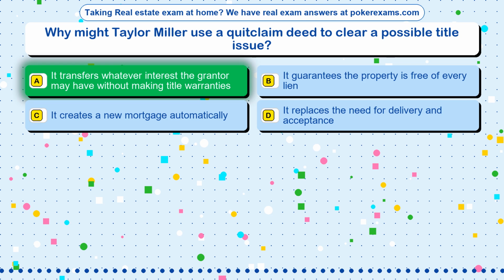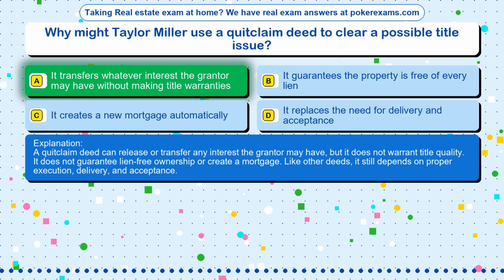The correct answer is option A. It transfers whatever interest the grantor may have without making title warranties. A quitclaim deed can release or transfer any interest the grantor may have, but it does not warrant title quality. It does not guarantee lien-free ownership or create a mortgage. Like other deeds, it still depends on proper execution, delivery, and acceptance.